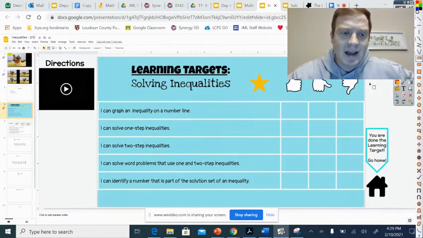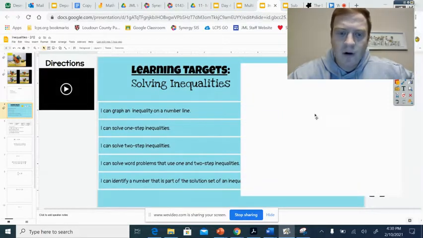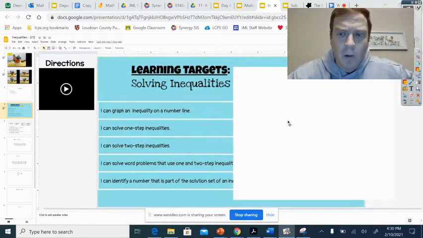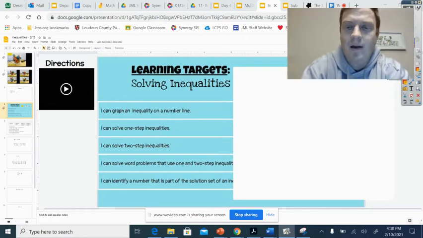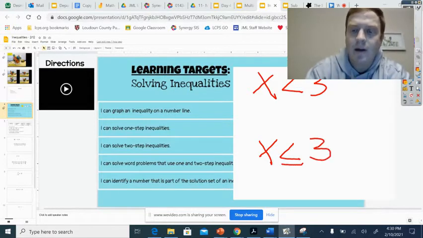So remember on today's test, you're going to have to do the following things. Remember, first, you're going to have to graph an inequality on a number line, okay? Meaning if you have a problem like x is less than 3, or maybe x is less than or equal to 3, you'll have to graph this on a number line.